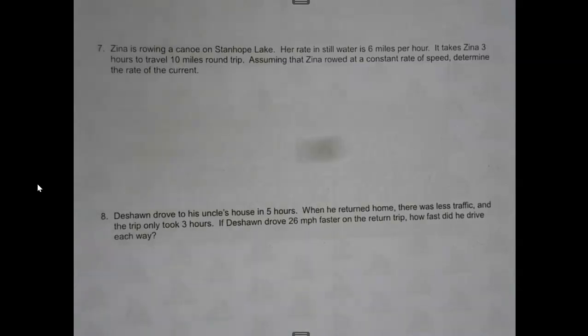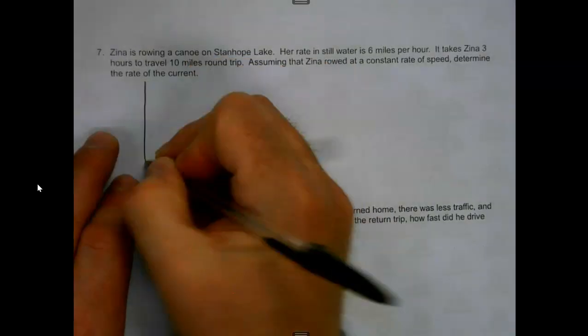Okay, we got Xena. Xena's rowing a canoe on the lake, hopefully. Her rate in still water is 6 miles per hour. It took her 3 hours to travel 10 miles round trip. Assuming she kept a constant rate of speed, determine the rate of the current. Oh my gosh, okay.